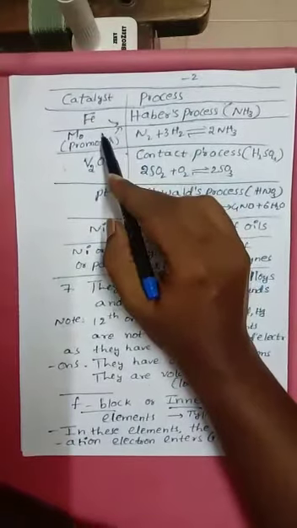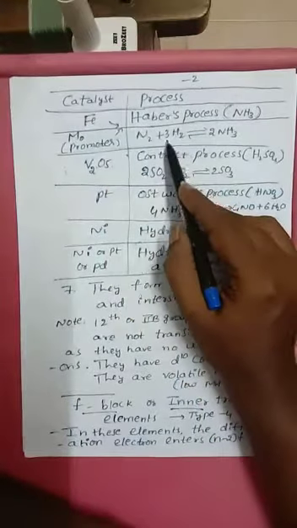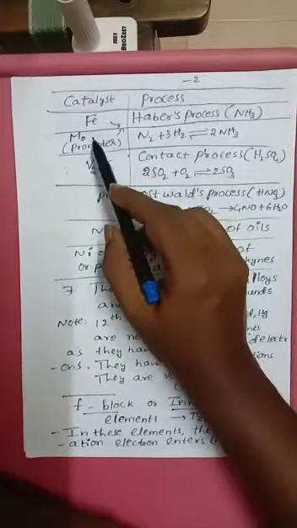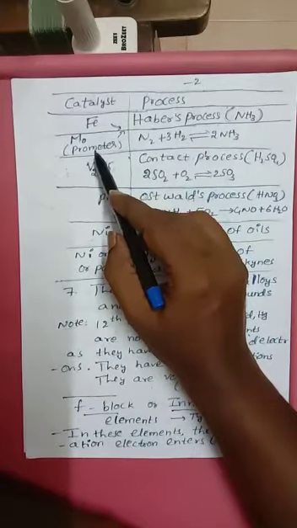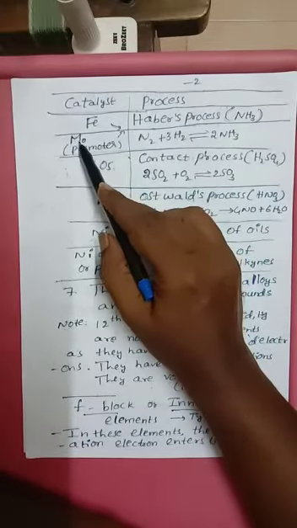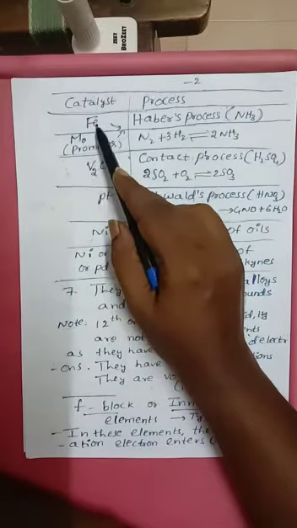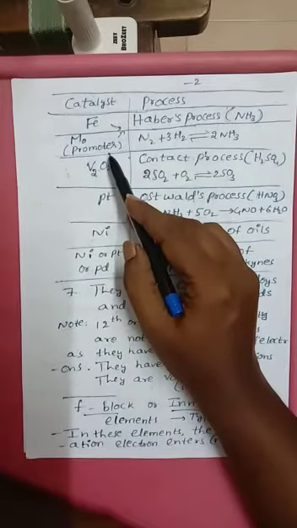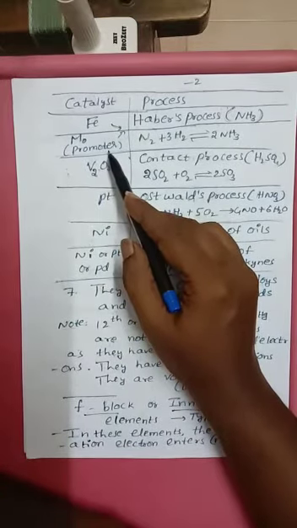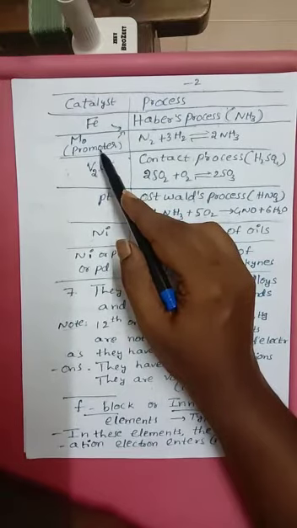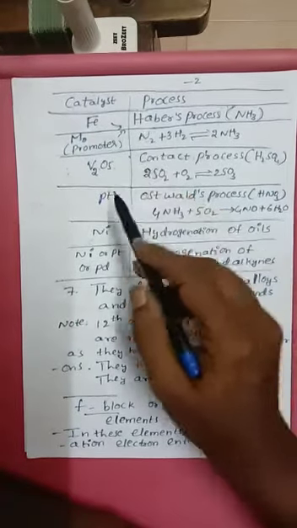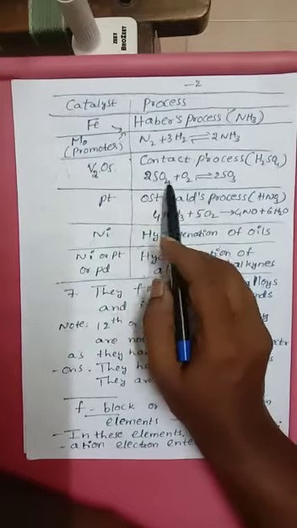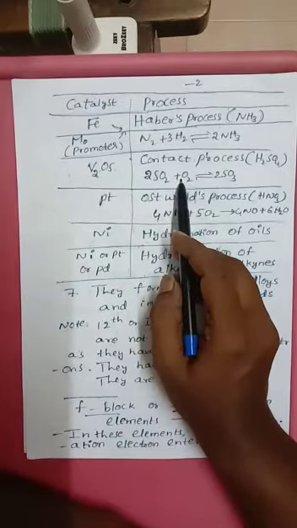Okay, now let us see catalyst and process. Iron is used as a catalyst in Haber's process in this reaction. Molybdenum is used as promoter. What is the role of a promoter? A promoter increases the activity of the catalyst. That is the role of a promoter. Molybdenum is used as promoter in Haber's process. Vanadium pentoxide is used as a catalyst for this reaction. This reaction is used in the contact process for the manufacture of sulfuric acid.